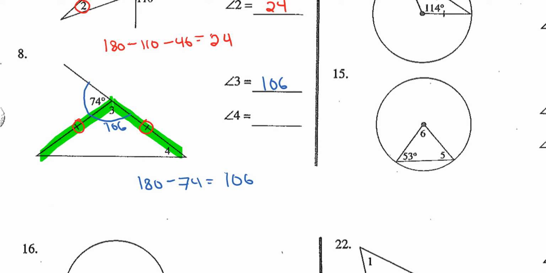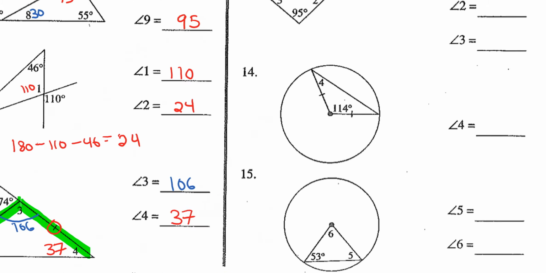And then in order to find angle number 4, it's an isosceles triangle. So we know that triangles add up to 180 degrees. So I can take my 180 and subtract my 106, and if I take 180 and subtract 106, I get 74 degrees. And then you need to divide that by 2, and that will give you 37 degrees. So the two corner angles are going to be 37 degrees. So angle number 4 is going to be 37 degrees.